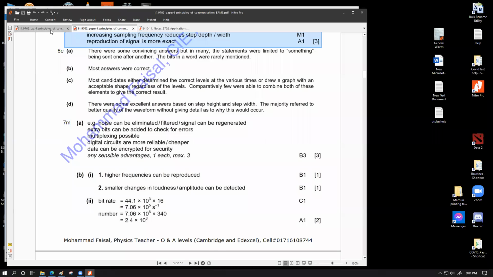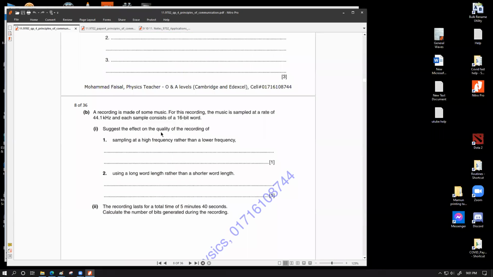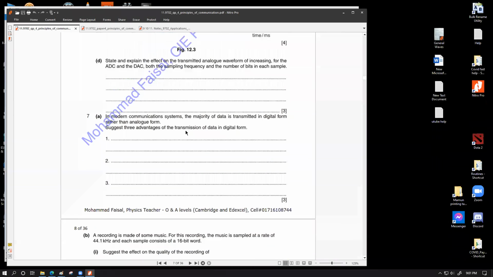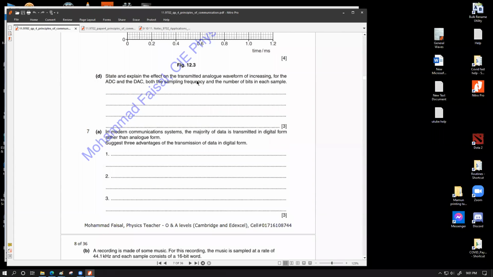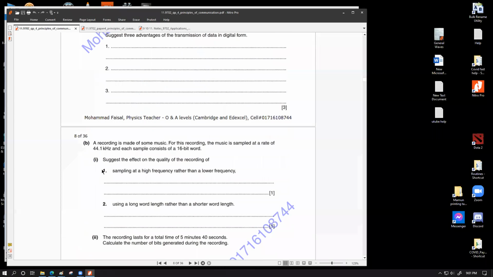Okay, so this is the same question but with different wording. Let's have a look at these two questions. This question says, state and explain the effect on the transmitted analog waveform of increasing, for the ADC and the DAC, both the sampling frequency and the number of bits in each sample. So this question was specifically about the ADC and DAC conversion, where we talked about the step width and the step height. This question was about the effect on the quality of the recording. So this is not about the conversion, but about the end result. Okay, you have to remember them differently.